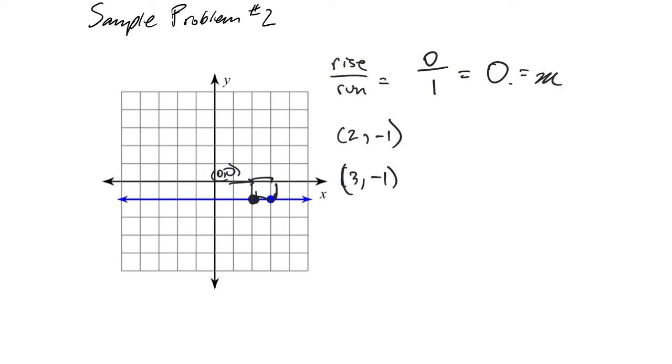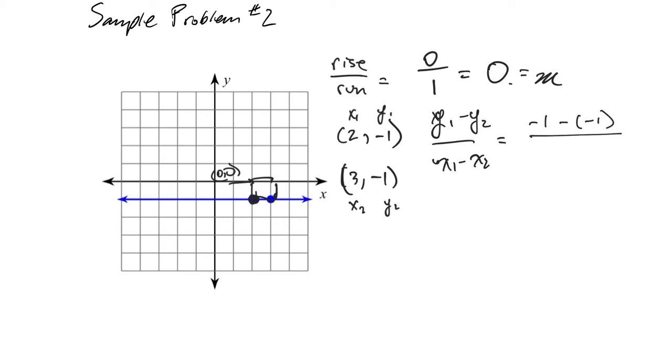And that makes sense. If we use our 2 points, x1, y1, x2, y2, and I plug them into our slope formula, y1 minus y2 over x1 minus x2, I'm going to get -1 minus -1 over 2 minus 3 equals -1 plus 1 over -1, which is, oh, sorry, I'm running out of space here. -1 plus 1 over 1 equals 0 over -1, which is just 0. Remember, 0 is neither positive nor negative.